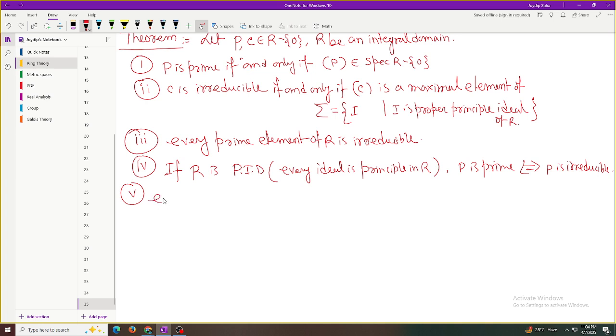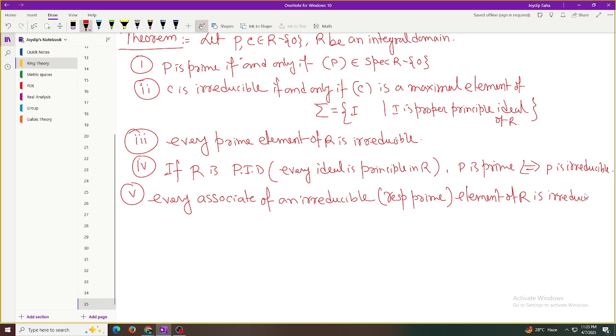Every associate of an irreducible, respectively prime, element of R is irreducible, respectively prime.